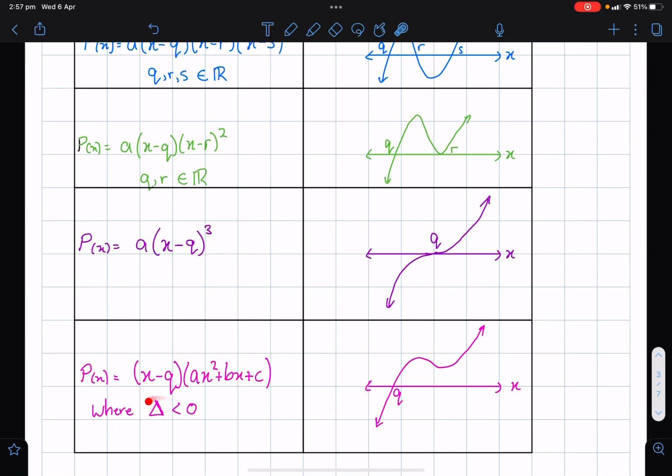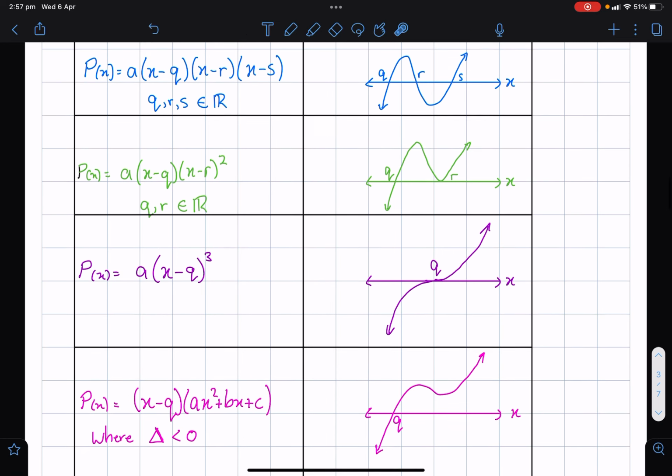Okay, and if the discriminant of this quadratic is less than 0, then our cubic polynomial will cut the x-axis at q, but then it won't cut or touch it again. So remember, when we're working with quadratics and we're looking at how the discriminant affects the x-intercepts, the same applies here. When the discriminant is less than 0, it does not touch the x-axis or cut through. So we only get that x-intercept at x equals q.